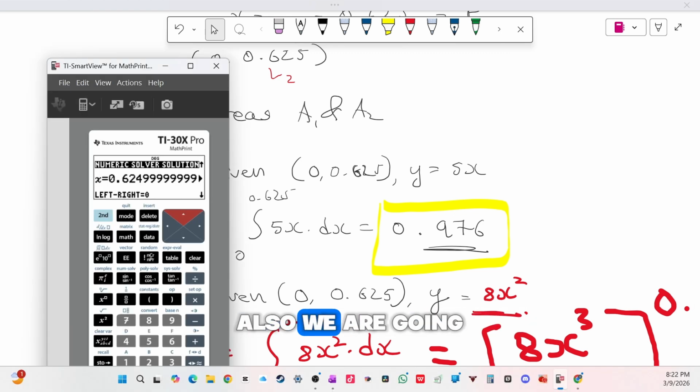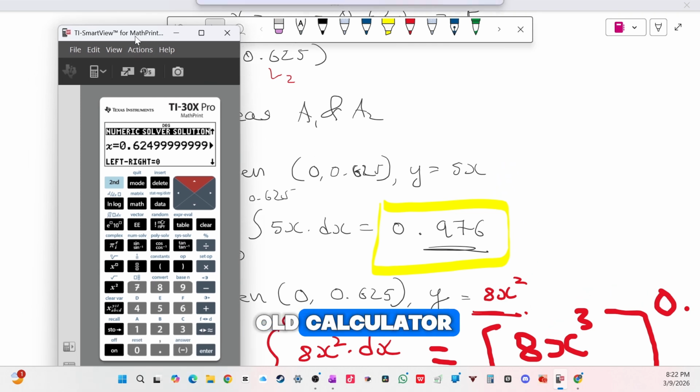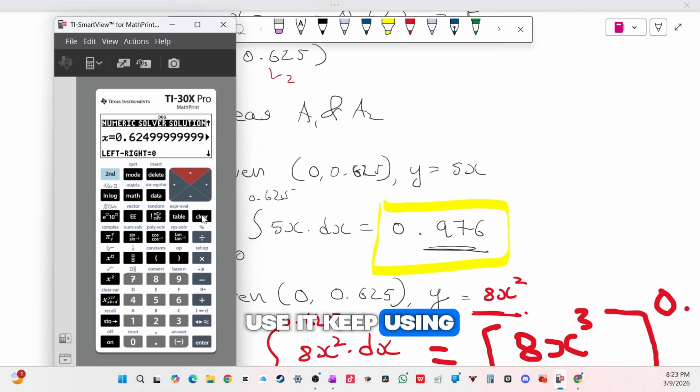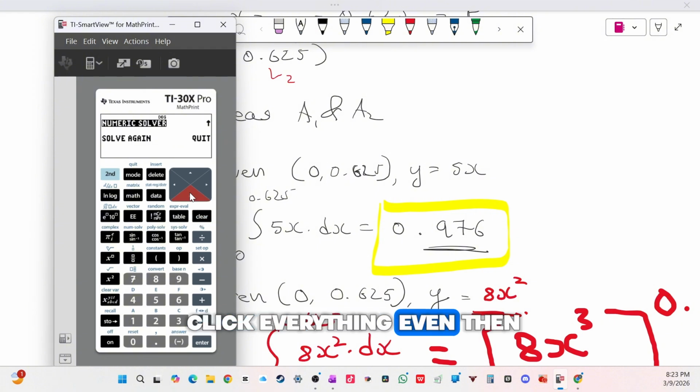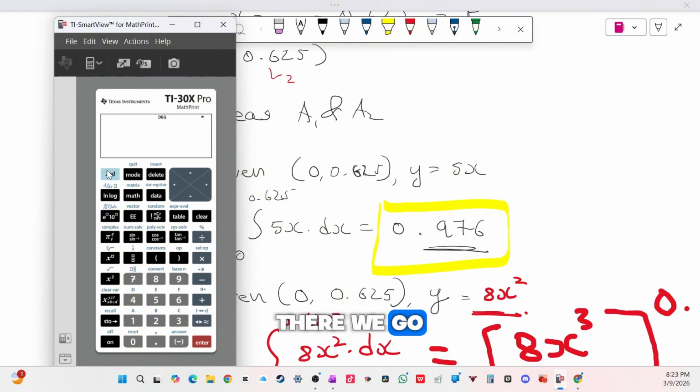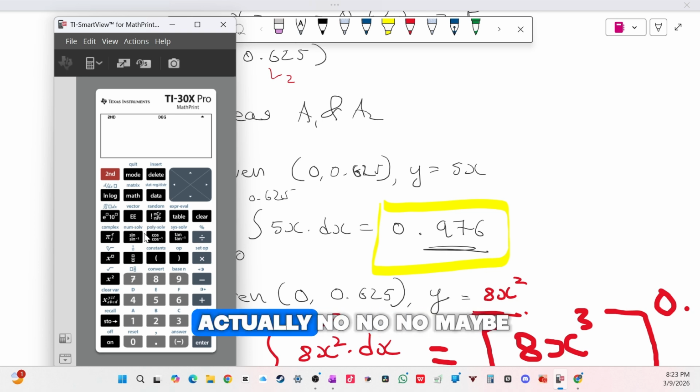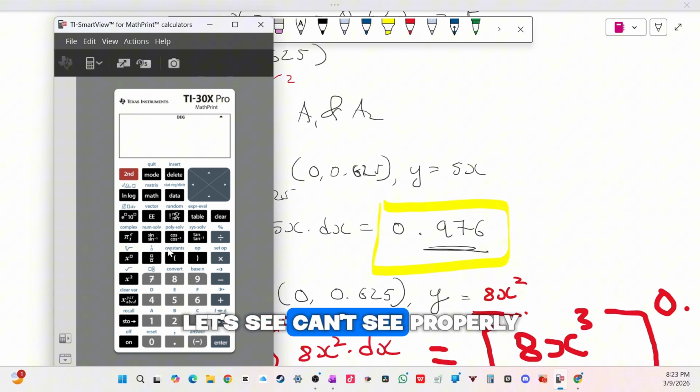Understand, for here also we are going to use our good old calculator. Use it, keep using it as many times as you can. On the physical one, you can simply click one button and all of it will just disappear. Here you have to click everything, even then there is no guarantee. There we go. Okay, again I have to start all over. Actually, no, maybe I don't have to. Let's see. Can't see properly.